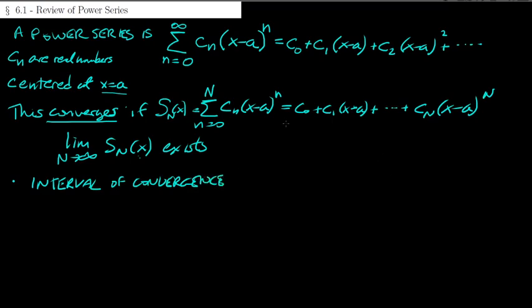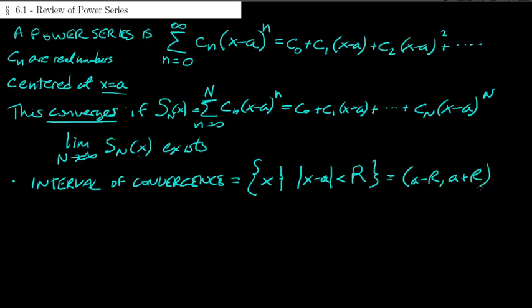And the interval of convergence is just all the values of x where this converges. And it's typically centered at A, so it's going to be the following set. It's going to be the set of all real values x such that the absolute value of x minus A is less than some number, we'll call it capital R. And this is really just the interval from A minus R to A plus R.